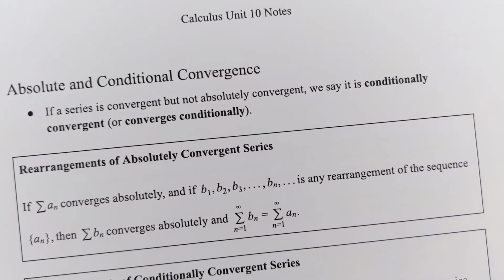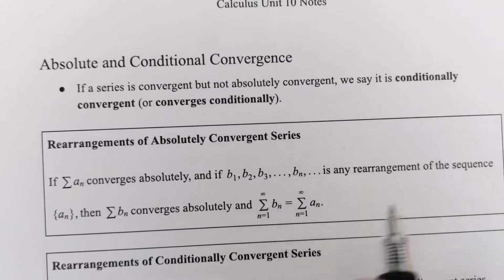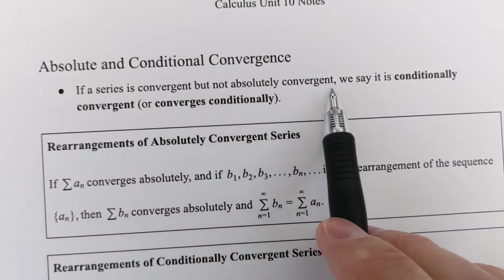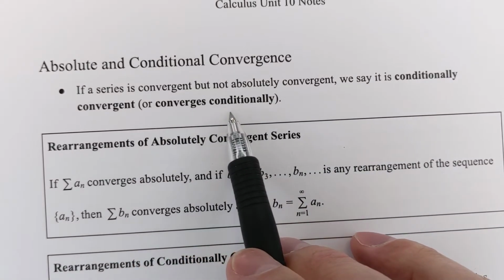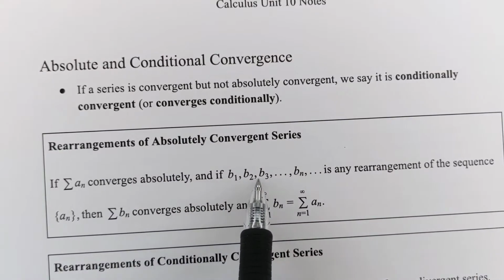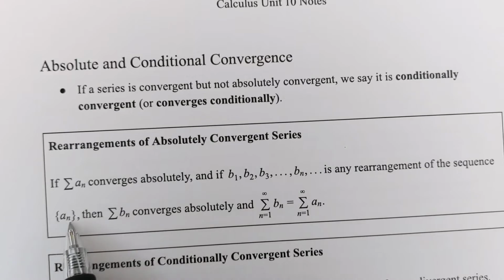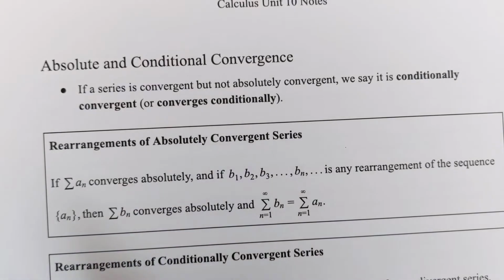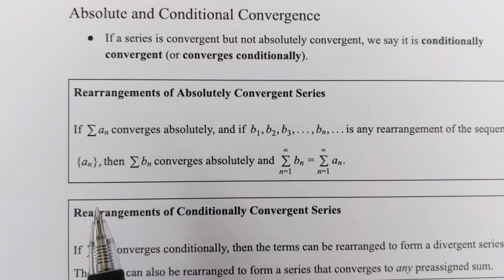Absolute and conditional convergence. If a series is convergent but not absolutely convergent, we say it's conditionally convergent, or converges conditionally. Rearrangements: if a_n converges absolutely and b_1, b_2, b_3, ..., b_n is any rearrangement, then b_n converges absolutely, and they're equal to each other. So you can rearrange the terms as much as you want, and you still have the same thing.